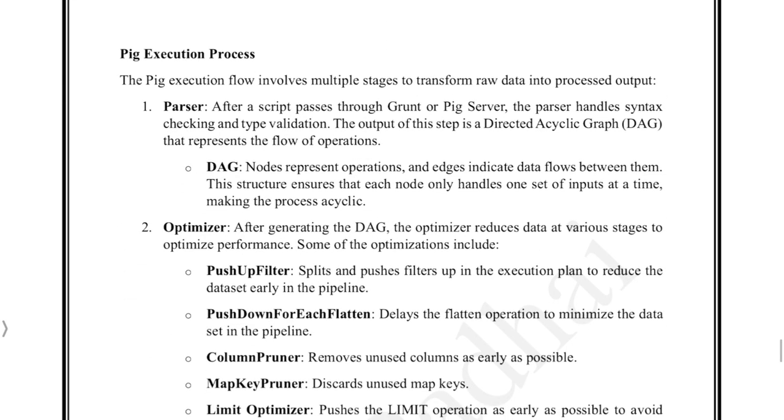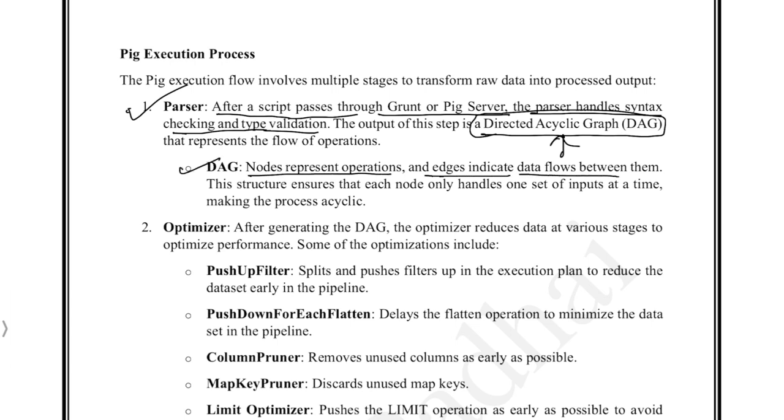So what is the Pig execution process? First is the parser. What does a parser do? After a script passes through the grunt shell or a Pig server, the parser handles the syntax checking and type validation. So it will mainly check the syntax and the validation of the query you are passing. In this step, it will produce a directed acyclic graph, DAG, which represents the flow of operations. So in the DAG, the nodes represent the operations and the edges indicate the data flow between them.